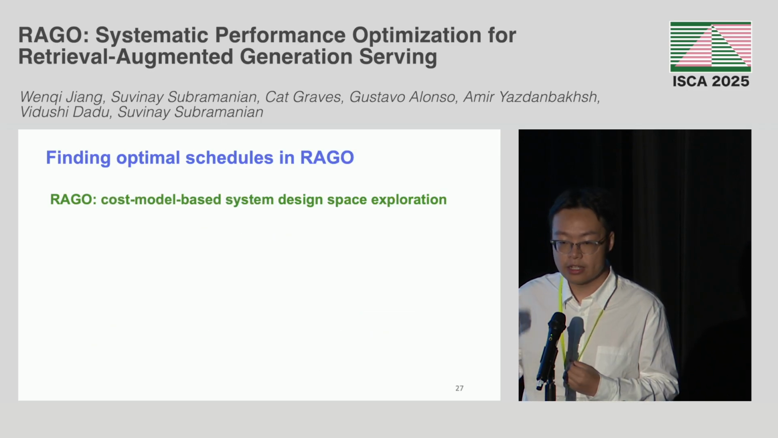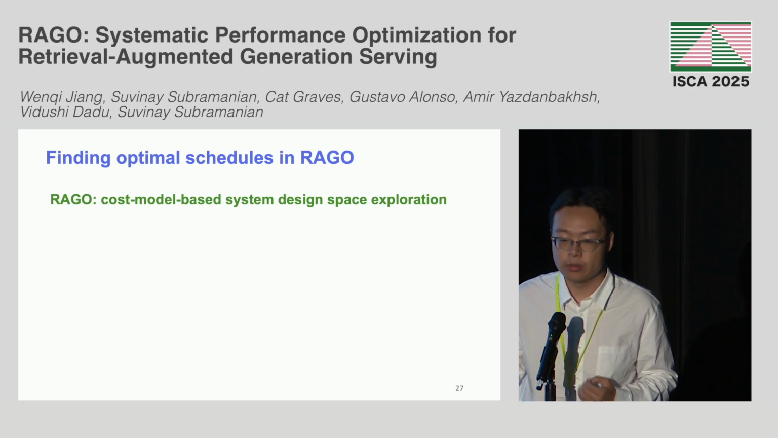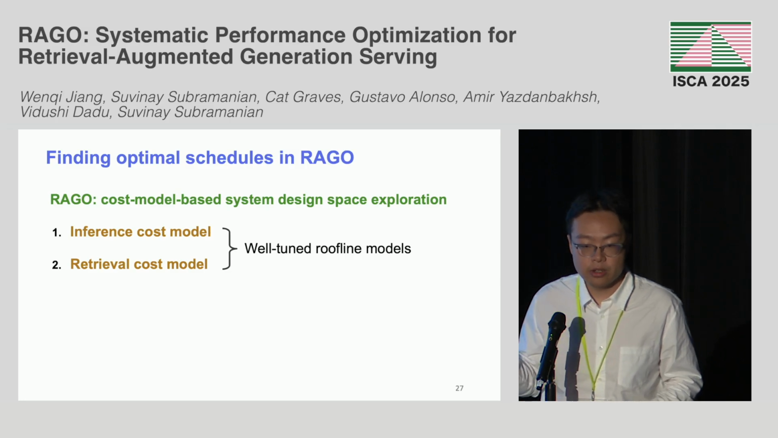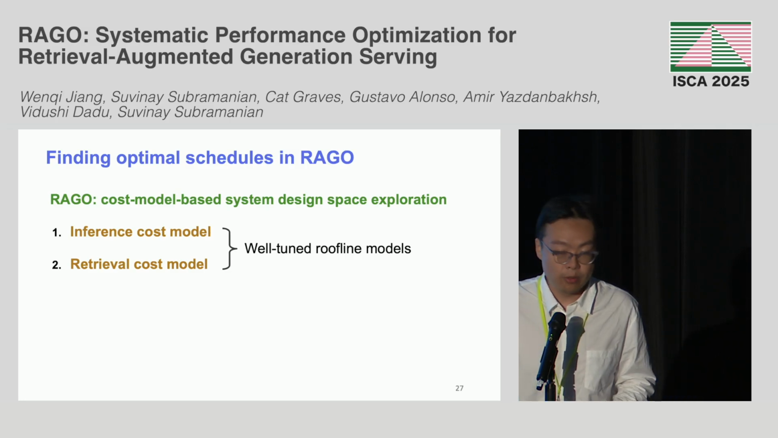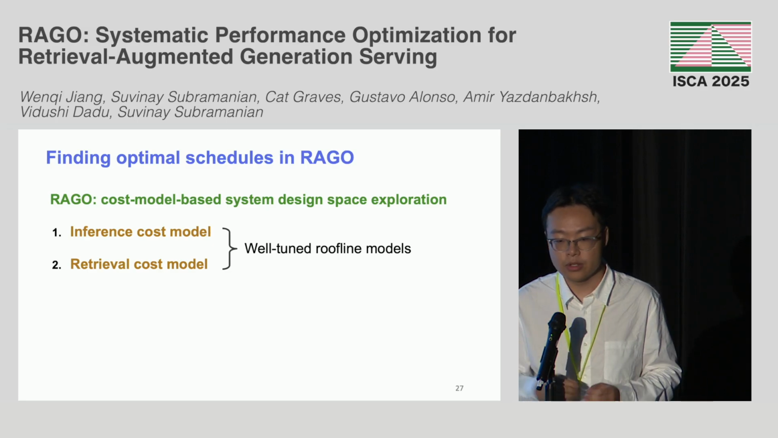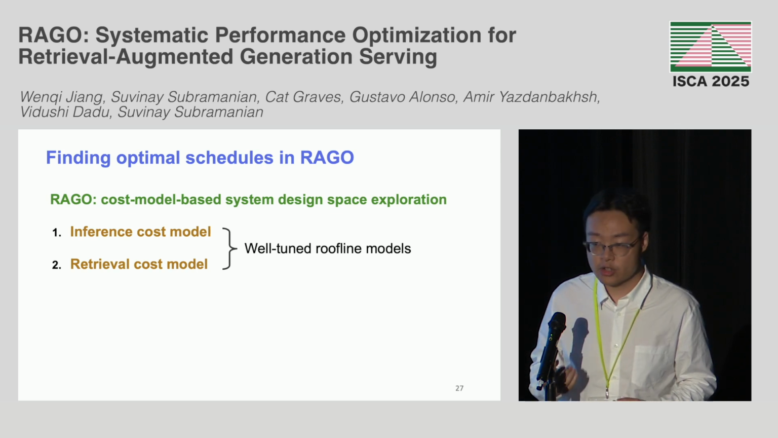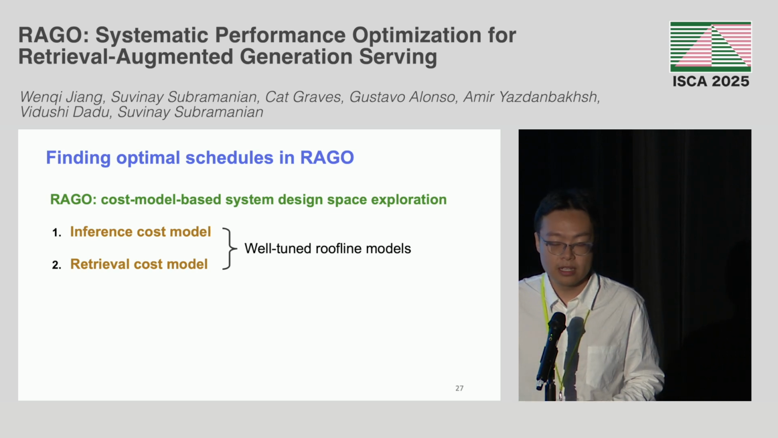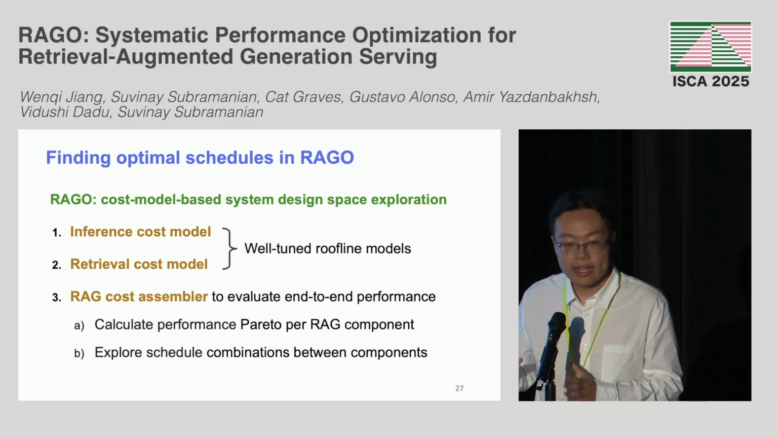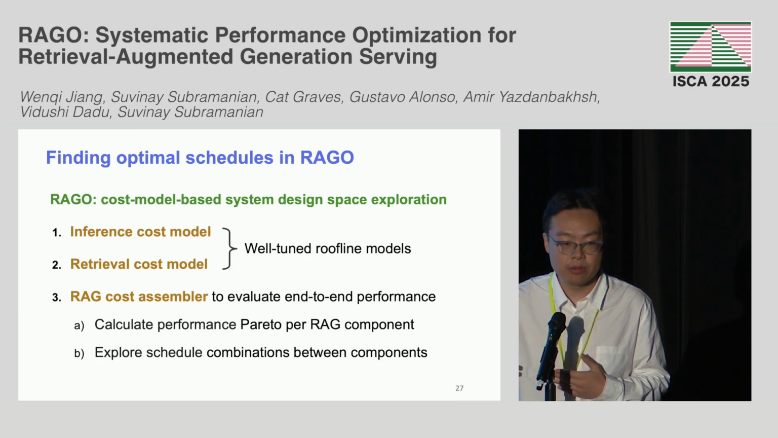So how does RAGO find optimal schedules? Well, in short, RAGO is a cost model-based optimizer, so it's conceptually similar to a database query optimizer. It has an inference performance model currently supporting TPUs and GPUs, and also a retrieval performance model currently based on CPUs. These are very well-tuned, refined models, so given input workloads like model sizes, database sizes, sequence lengths, etc., we can estimate the system performance on a given hardware backend very precisely.